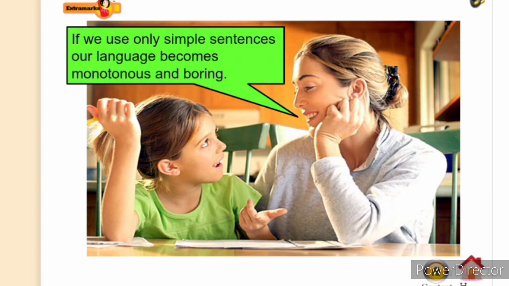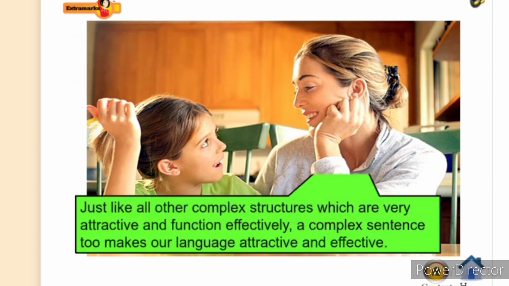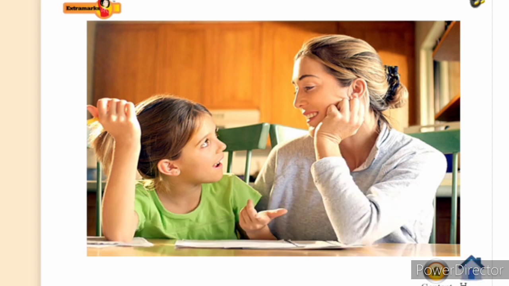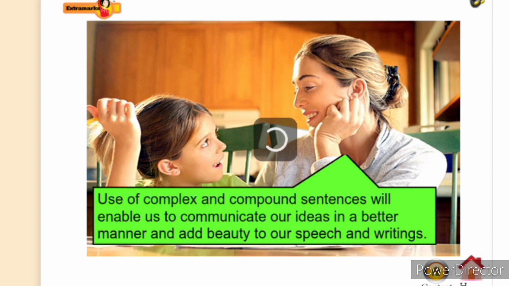If we use only simple sentences, our language becomes monotonous and boring. Just like all other complex structures which are very attractive and function effectively, a complex sentence too makes our language attractive and effective. Use of complex and compound sentences will enable us to communicate our ideas in a better manner and add beauty to our speech and writings.